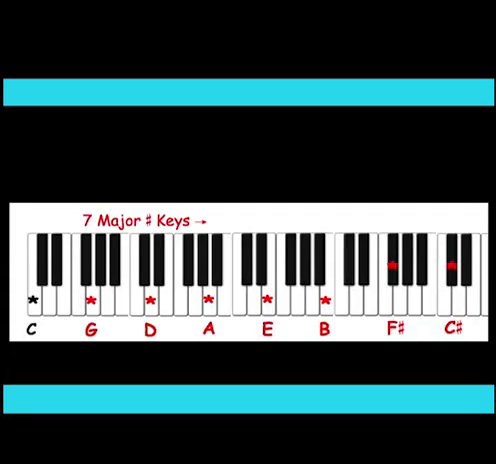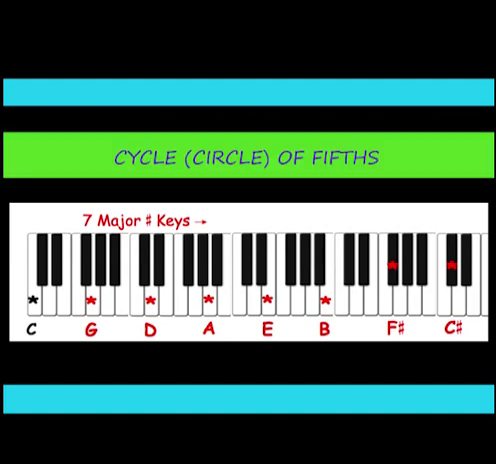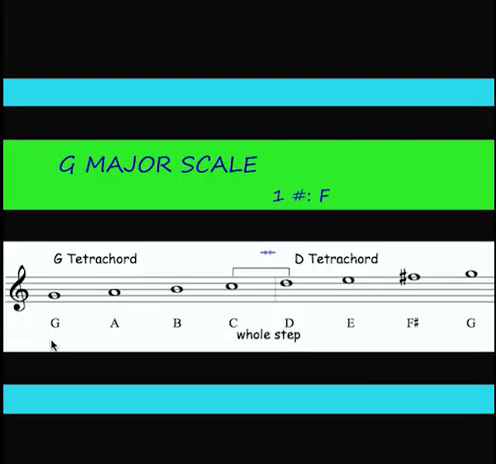When we go up a perfect fifth from C on the circle of fifths, we come to G, which just happens to be the top tetrachord in the scale of C. And that forms the bottom tetrachord of the scale of G. The top tetrachord is a whole step above the last note in the tetrachord, and of course it's D. It's also a perfect fifth above G.